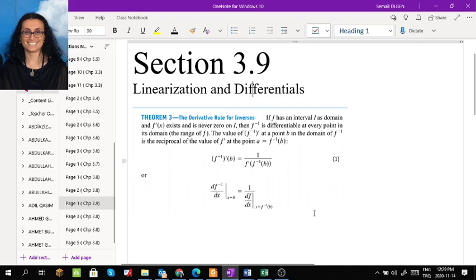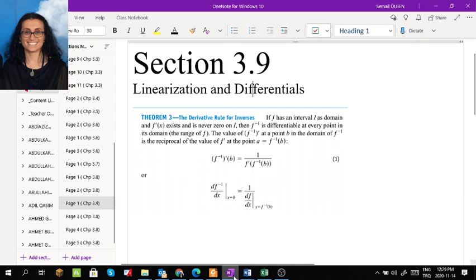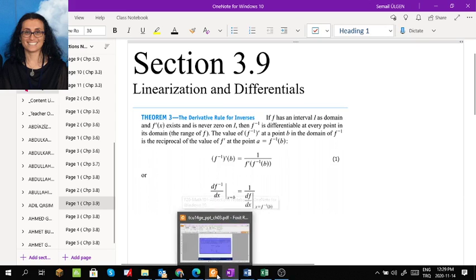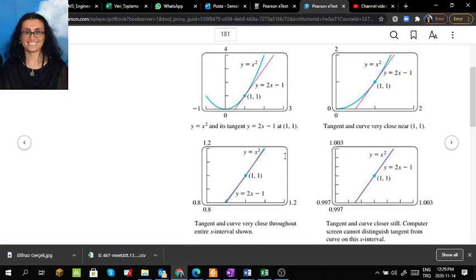Let me show you some pictures about what we are doing in this section. Why do we need linearization and differentials? I want you to concentrate on the graphs here. What do we see in the first graph? We see that y is equal to x squared and the tangent line to this curve at the point (1, 1).